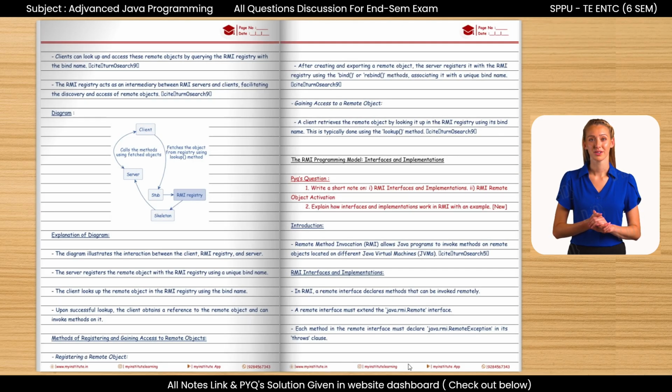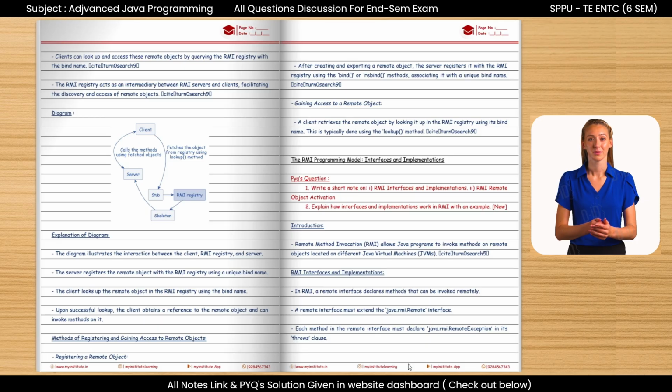The bind method registers a new object, the rebind method updates an existing registration, and the lookup method retrieves the object reference for a client. Now, let's move on to our next topic, which is remote object activation and RMI interfaces.